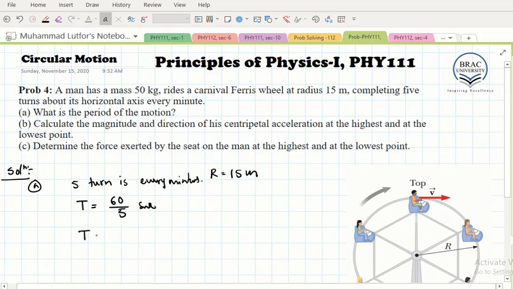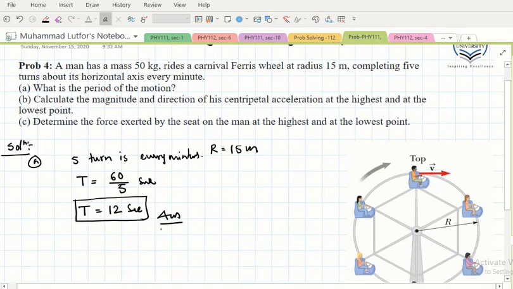So that gives you 12 seconds. So the time period would be 12 seconds, because in 60 seconds it makes 5 turns, and in 1 turn it will take 12 seconds. So that would be the time period of this motion. This is the answer to part A.